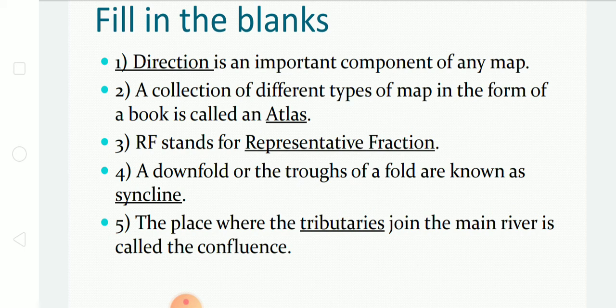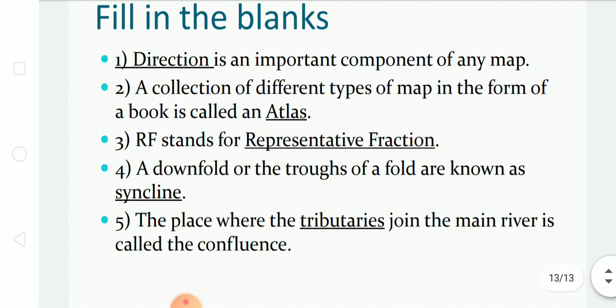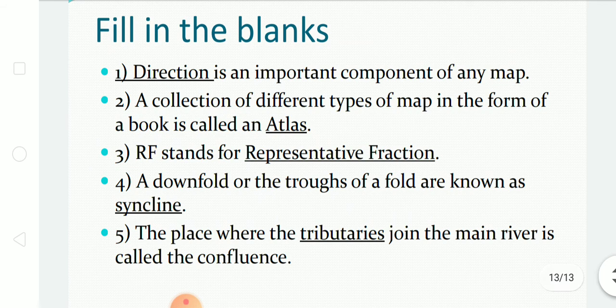Third: RF stands for representative fraction. Fourth one: a downfold or the trough of a fold is known as a syncline. Fifth one: the place where the tributaries join the main river is called the confluence. So these are the five questions. The answers are direction, atlas, representative fraction, syncline and confluence. So you can write it in your textbook, and along with that you can learn it and prepare for the exam.